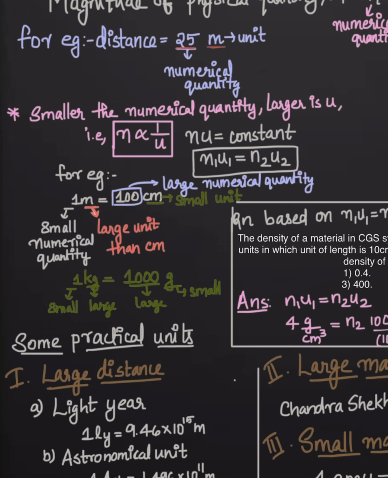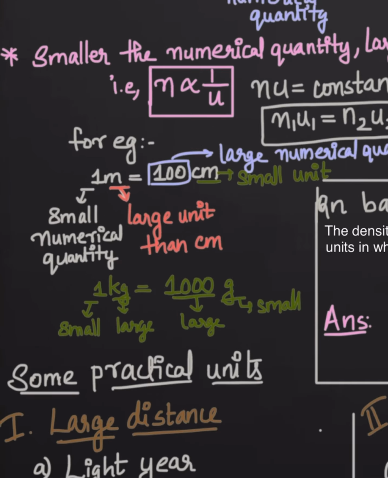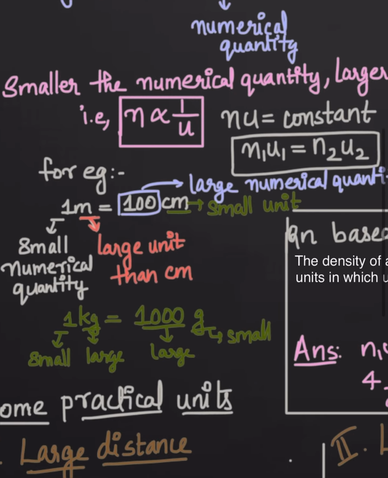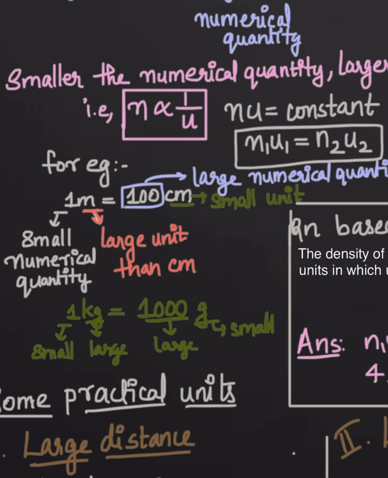In 1 meter equal to 100 centimeter, 1 is the small numerical quantity. Compared to 100, 1 is small and 100 is large, and meter is a larger unit than centimeter. So 1 is the small numerical quantity, 100 is a large numerical quantity, meter is the large unit, and centimeter is the small unit.